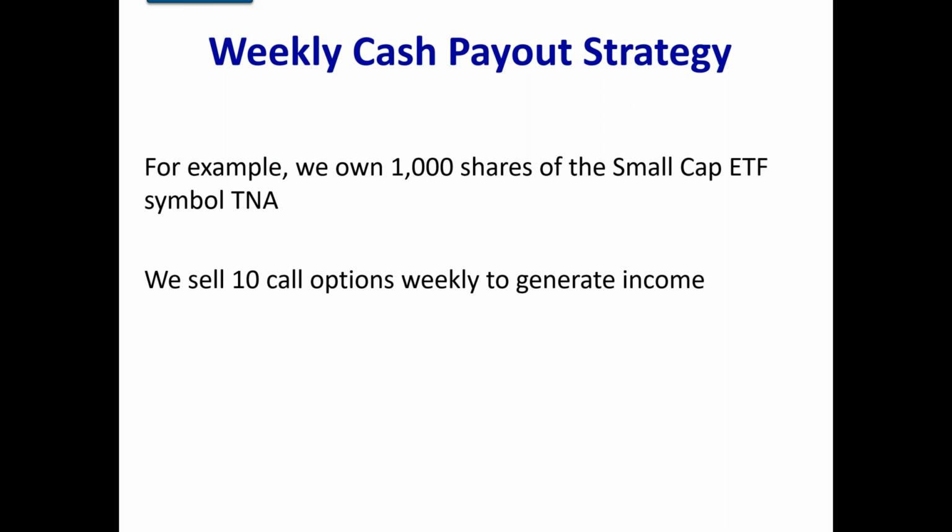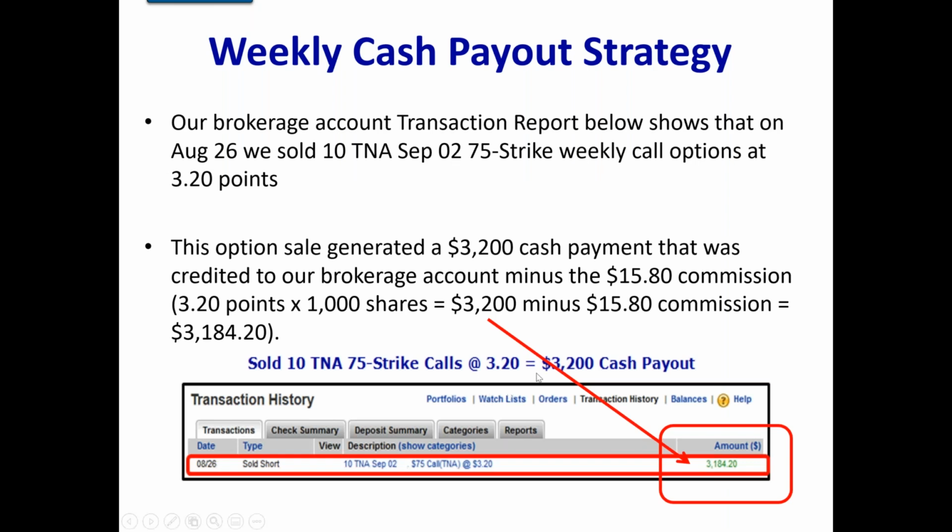For example, we own 1,000 shares of the small cap ETF symbol TNA, and we sell 10 call options weekly to generate income with that 1,000 shares of TNA that we keep on our account. So our brokerage transaction report shows that on August 26th, we sold 10 of the TNA September 2nd, which is a weekly call, the 75 strike call at 320. So if we multiply the 10 contracts times the 320 premium, that comes out to $3,200 in cash minus your commission. So you can see in green right here the cash that was credited to our account from selling the 10 contracts.